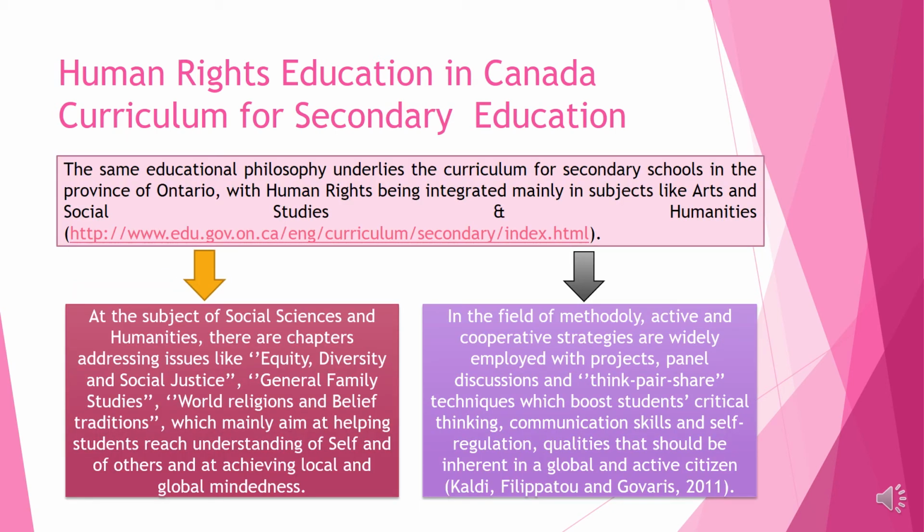The same educational philosophy underlies the curriculum for secondary schools in the province of Ontario, whereby human rights is also integrated mainly in subjects like arts and social studies and humanities. In social sciences and humanities, for example, there are chapters addressing issues like equity, diversity, and social justice, general family studies, world religions and belief traditions, subjects which mainly aim at helping students reach understanding of self and of others, and of course achieving local and global mindedness in the long run.